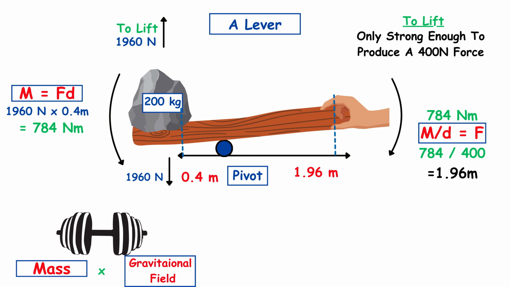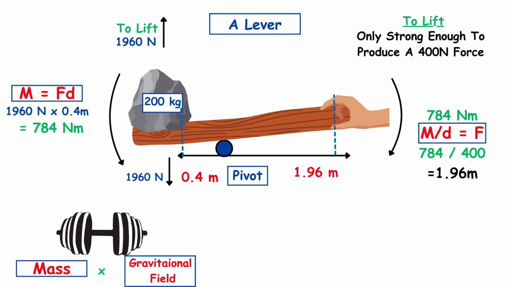However, if we place a solid object near the rock to act as a pivot and wedge a long and sturdy plank between the rock and the pivot, we would effectively have created a lever system. Suppose the distance from the pivot to the rock is 0.4 meters. We can then calculate the moment caused by the rock's weight by multiplying 1,960 newtons by 0.4 meters, which gives us a value of 784 newton meters. This moment acts in the anti-clockwise direction around the pivot. Our goal now is to create a clockwise moment that exceeds 784 newton meters in order to lift the rock.